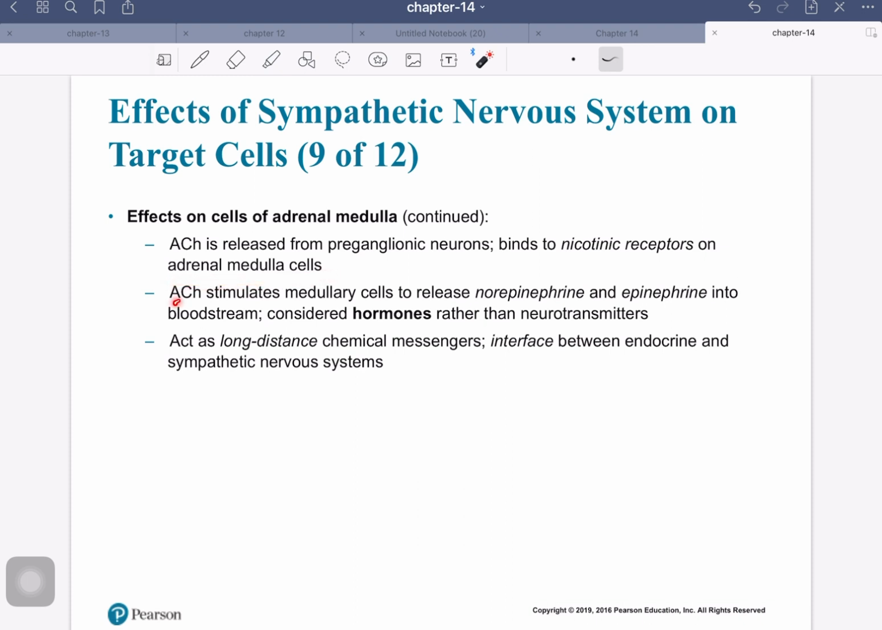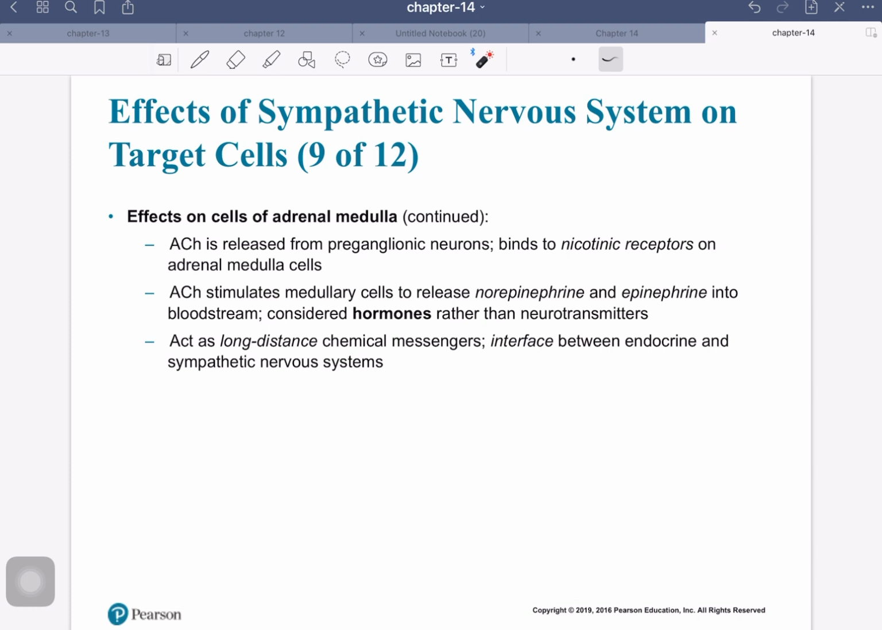And the ACH stimulates the medullary cells to release norepinephrine and epinephrine into the bloodstream. So as soon as those, let's stop for a second, because we're going, what? Those are neurotransmitters. Well, here's something to remember: many neurotransmitters can actually act as hormones if they're released into the bloodstream. And when we get into endocrinology, we'll see this is the case.